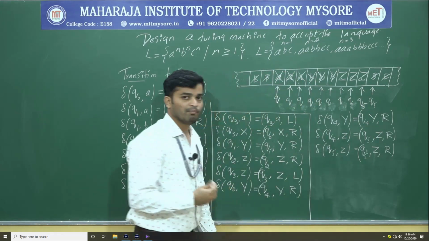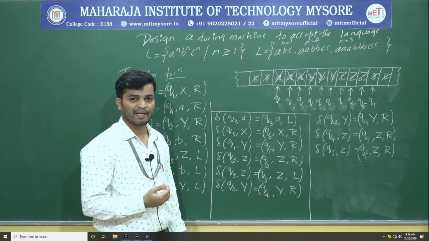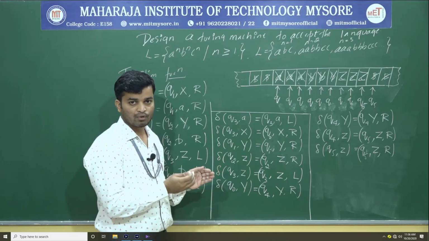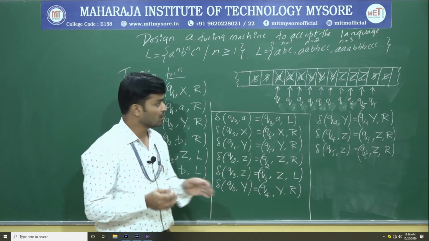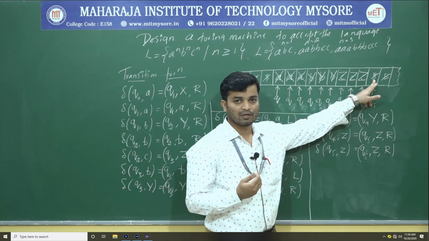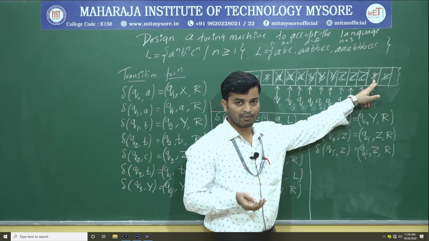Now in the Q5 we got a blank space. The meaning is there are no extra C's. There are no extra A's. Already we come to know that there are no extra A's, extra B's. Now we come to know that there are no extra C's. Whatever string was taken is valid, and you have to accept that particular string.